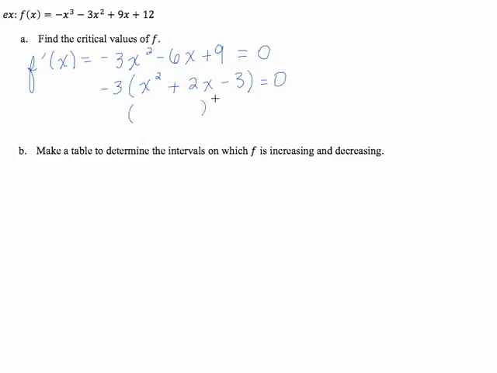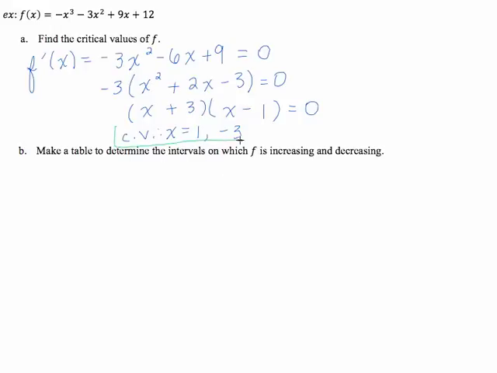And let's see if this will factor, hopefully. Does, let's see, how about x positive 3, x minus 1, yep, that should do the trick. So x equals 1 and negative 3 are the critical values. So let's label CV for critical values.